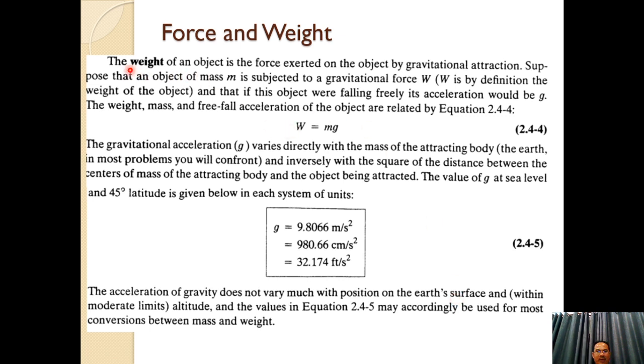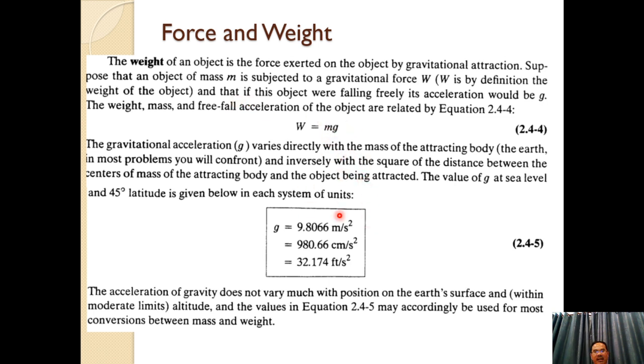The next term is weight. Weight is equal to mass multiplied by gravitational acceleration, g. Previously, force equals mass multiplied by the acceleration of the object, but the weight is the mass multiplied by the gravitational acceleration, which is g. It's different.